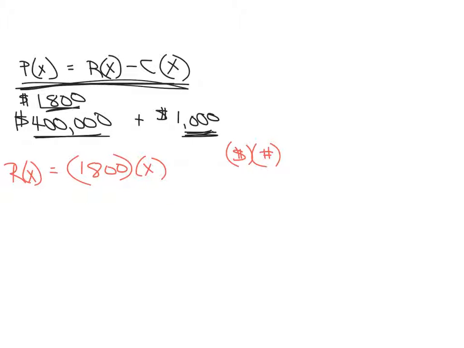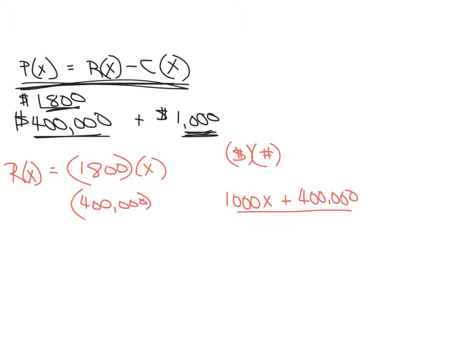The fixed costs are $400,000. We can't do anything about that. We're stuck paying $400,000 to set everything up. So the total cost for the TVs is $1,000 times however many we sell, plus the fixed costs that we can do nothing about.